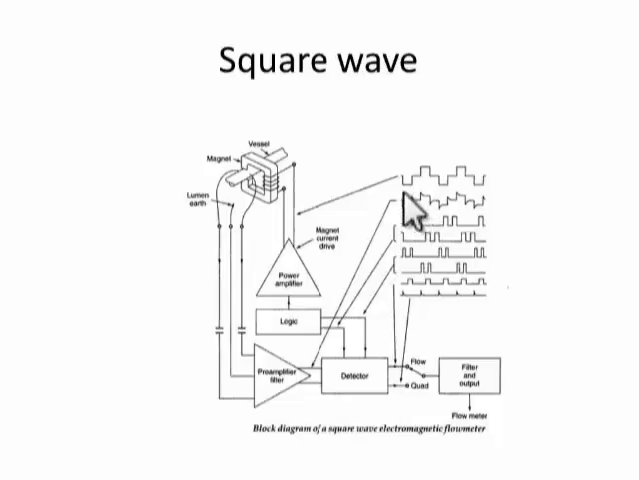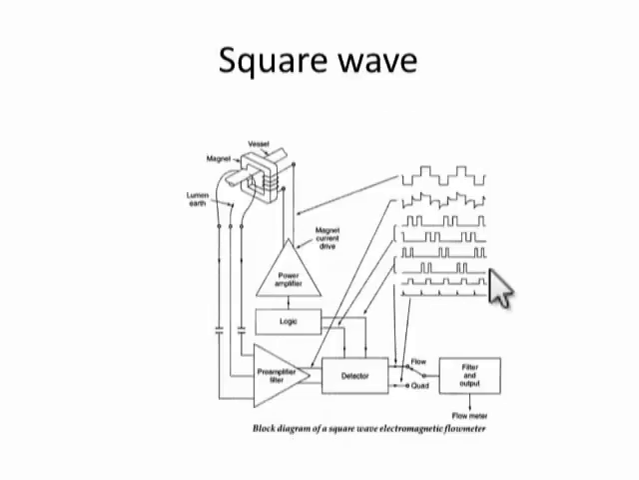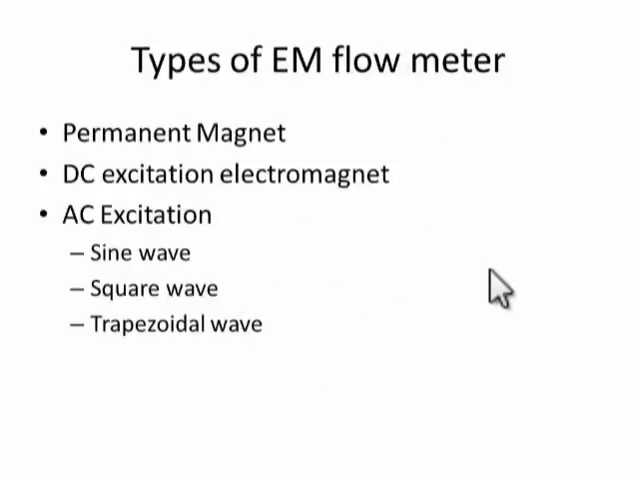Now removing the spikes becomes a very simple process. You can easily remove those spikes, and we can get the actual signal of interest. So the square wave excitation, in that way, gives you a good output. Then there is a variation, that's a trapezoidal waveform. With the trapezoidal waveform, the spikes are reduced even further. So this is how we can measure blood flow using an electromagnetic flow meter.